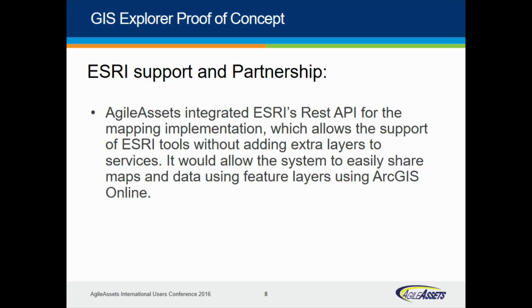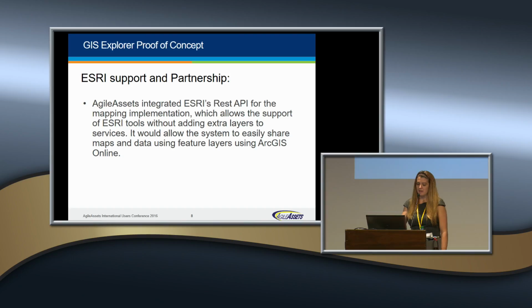Out of that, we decided to make our GIS Explorer proof of concept. We created a partnership with ESRI, and we integrated our mapping application with ESRI's REST API. This allowed the support of ESRI tools without adding extra layers to services, and it allowed the system to easily share maps and data using feature layers using ArcGIS Online.